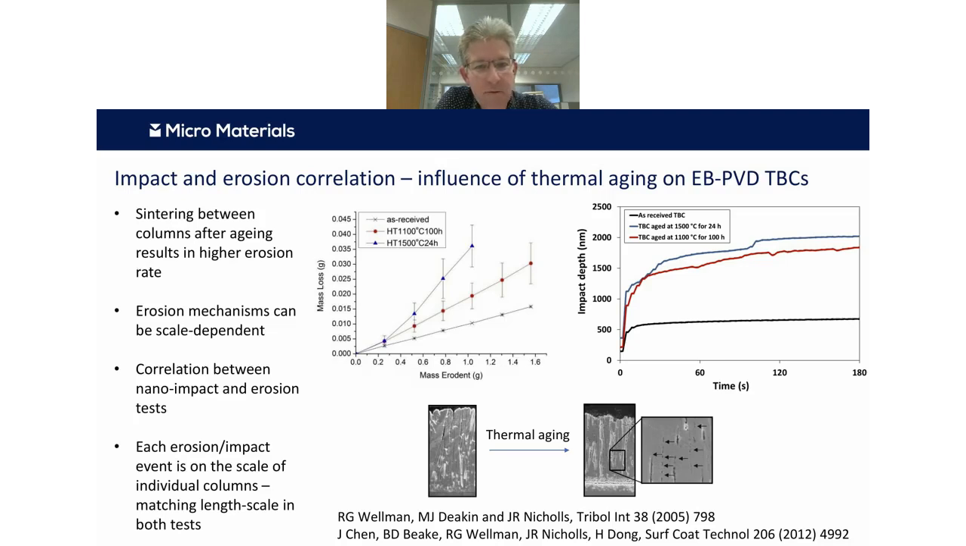So we were interested in whether we could replicate that with our nano-impact tests. We chose conditions where we would have the right sort of probe size, so that we matched the scale of deformation in both tests. We noticed that each event was on the scale of the individual columns. And if you see on the right, there's a very nice semi-quantitative correlation. Now, this is plotted depth against time, so you could easily convert that to impact volume against, well, I say mass or number of impacts.